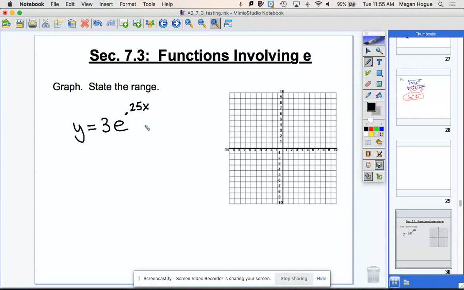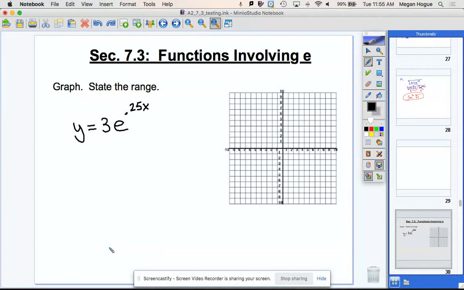We're dealing with that natural base. But they are very closely related to those exponential growth and exponential decay. So we're either going to have something that curves up or something that curves down. We're going to talk about when it's going to be growth and when it's going to be decay a little bit later on. But they're also going to have those asymptotes.